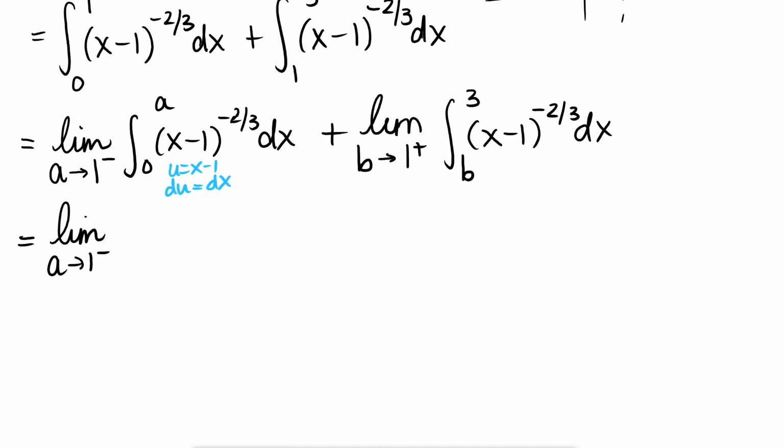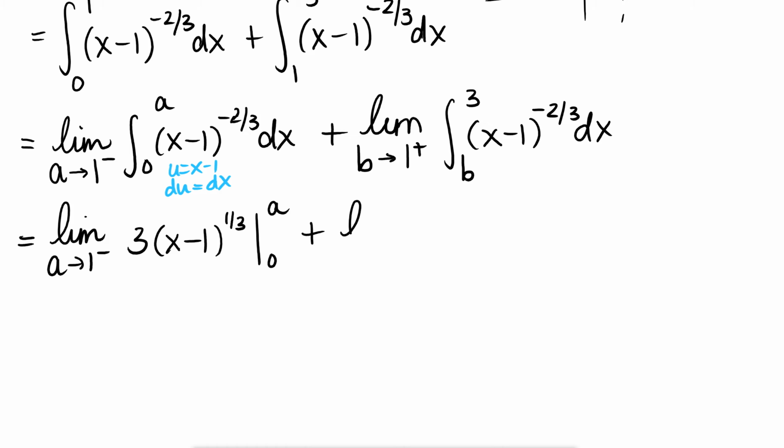So I'm just going to go ahead and do my power rules. If I add 1 to a negative 2/3, then I get 1/3. So this is going to be x minus 1 to the 1/3. And then if I divide by 1/3, that gives me 3. That's pretty nice. 0 to a.